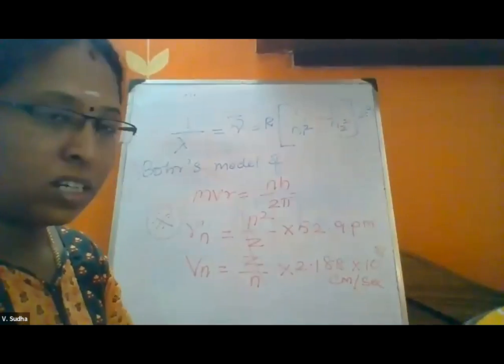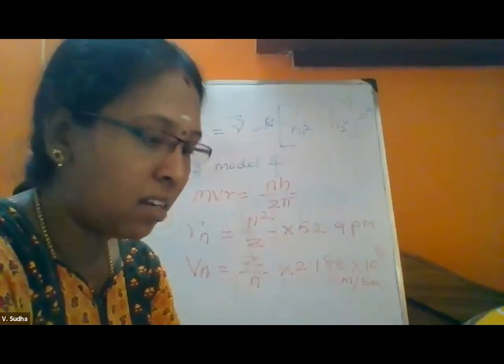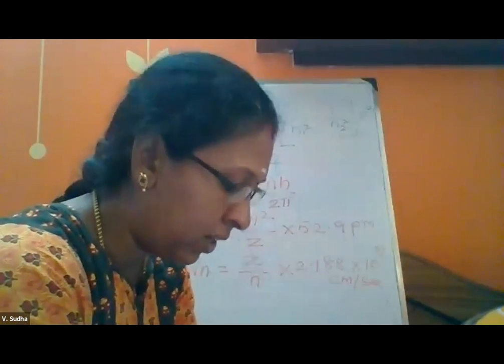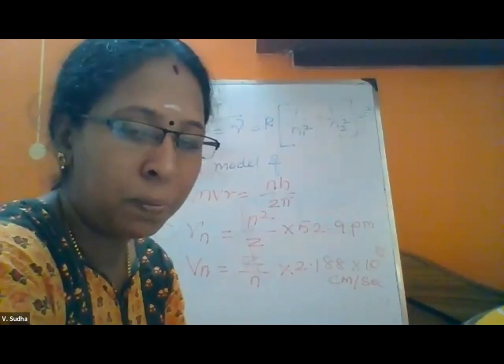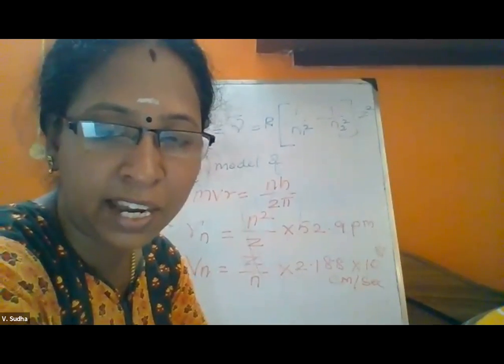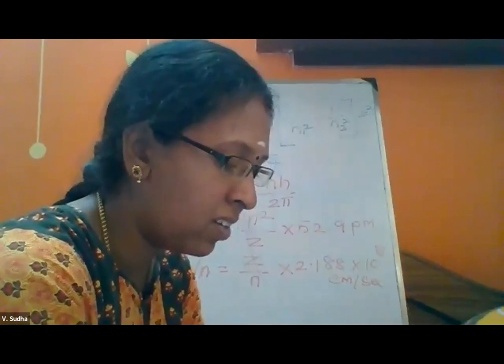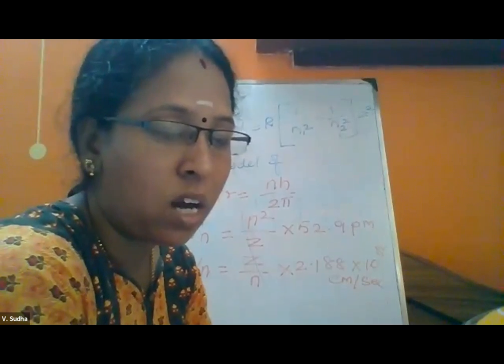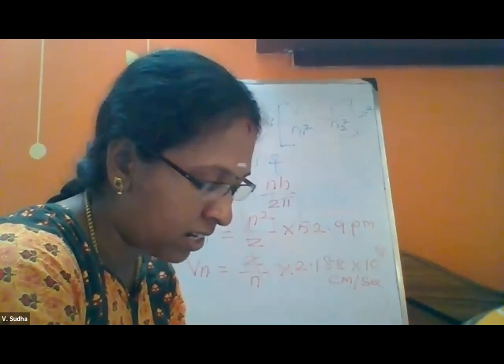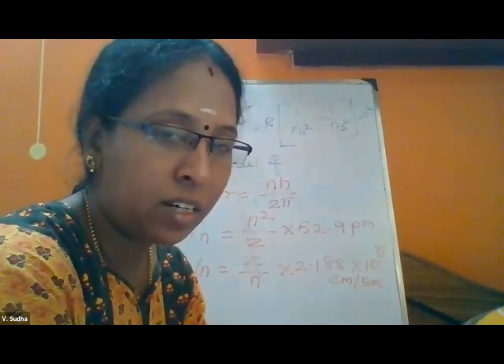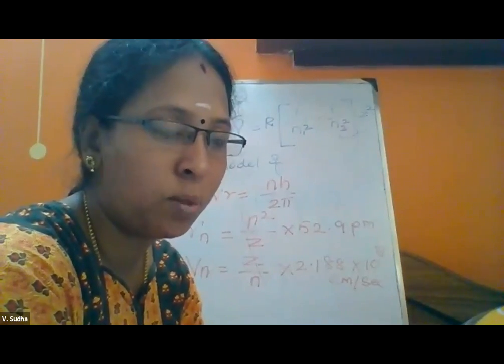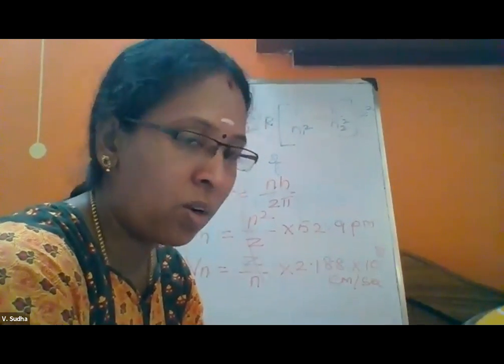Next is ionization energy. Ionization energy is equal to Z square by n square into 2.18 into 10 to the power of minus 19, or Z square by n square into 13.6 electron volt per atom.